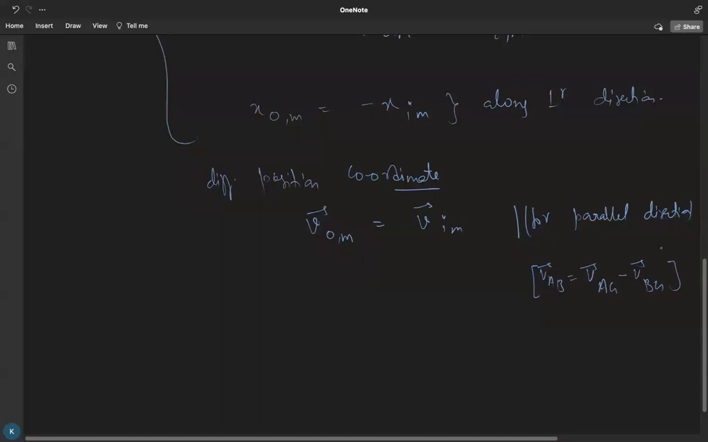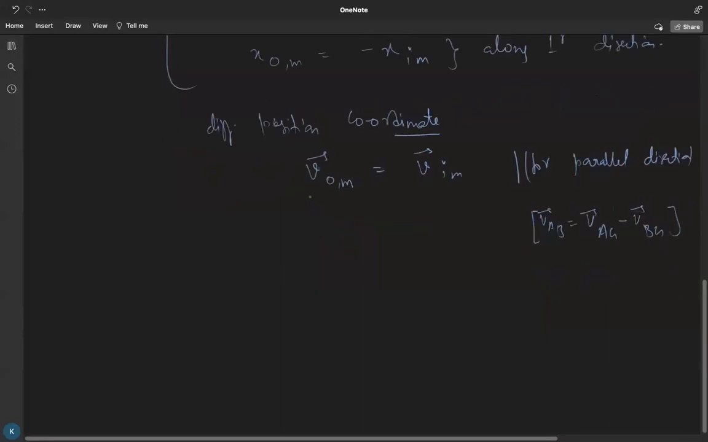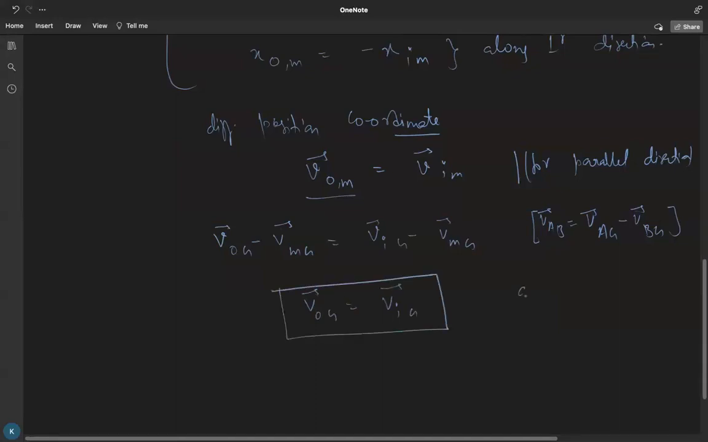Now, we can write this equation as: velocity of object with respect to ground minus velocity of mirror with respect to ground is equal to velocity of image with respect to ground minus velocity of mirror with respect to ground. I'm just writing this formula with respect to this. So what you will get here is that the velocity of object with respect to ground is equal to the velocity of image with respect to ground along parallel directions.